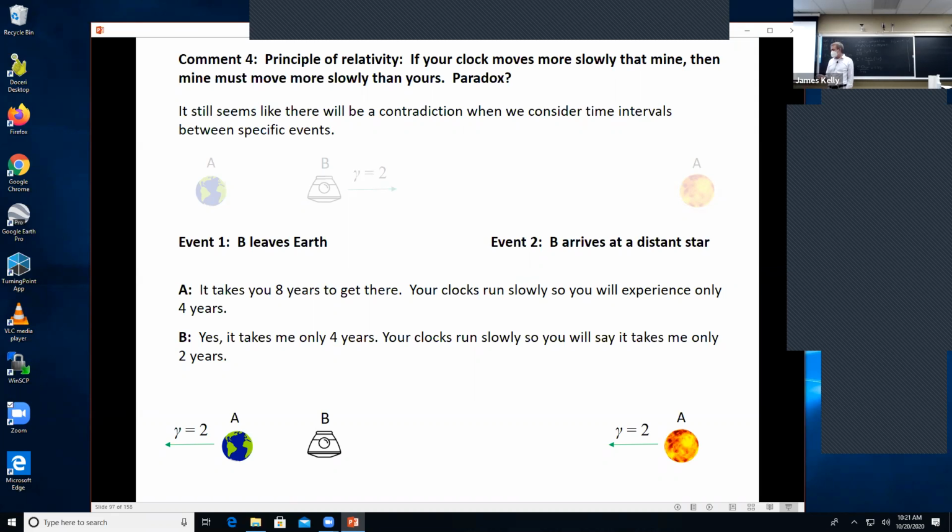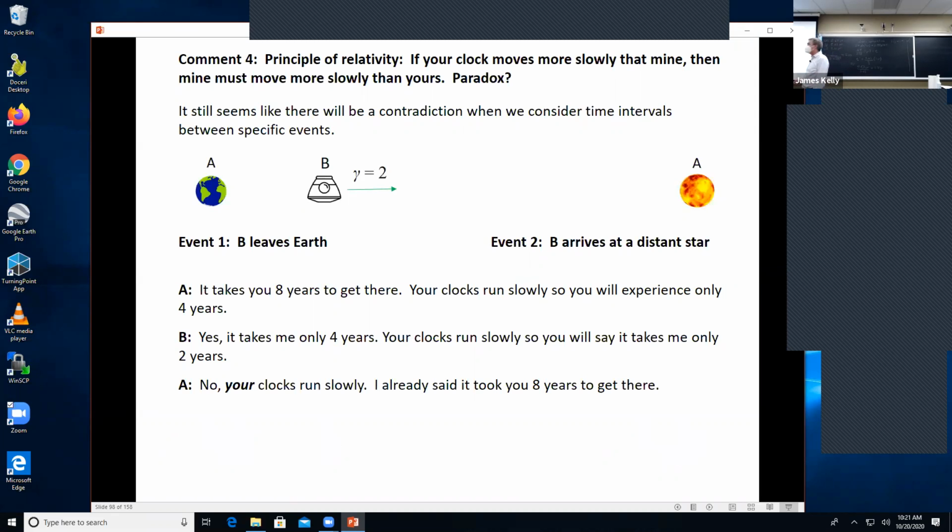And that seems like a problem. Of course, A comes back and says, no, your clocks run slowly. I already said it takes you 8 years to get there. You didn't hear me before? It can't take you 8 years and 2 years. So that sounds like a contradiction.